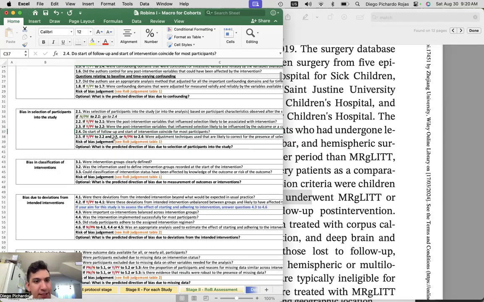So let's continue. Do the start of follow-up and the start of intervention coincide for most patients? This almost doesn't apply for surgery. All of the surgeries are like, oh, we're gonna evaluate it at 30 days, and that's it. Or, oh, we're gonna evaluate post-op, and that's it. Imagine that I give you a medication, and for some patients I evaluate them at 30 days, another group at 60 days, and it's not equivalent, it's different. So in that case it would be a reason for concern, but in most surgical studies, since they all undergo evaluation at the same time, it's not that big of a deal.